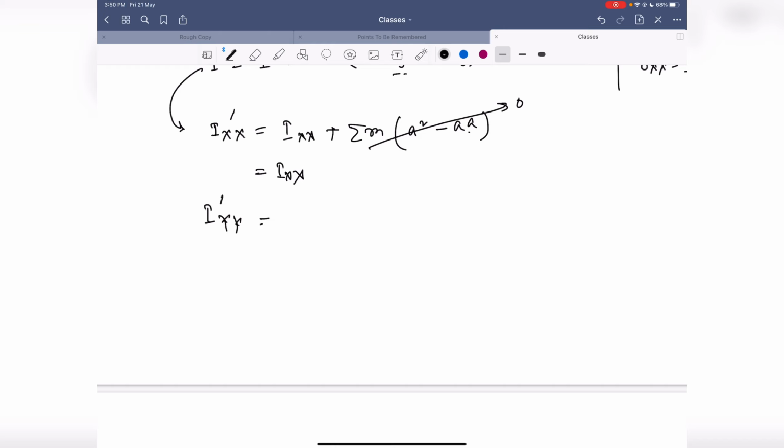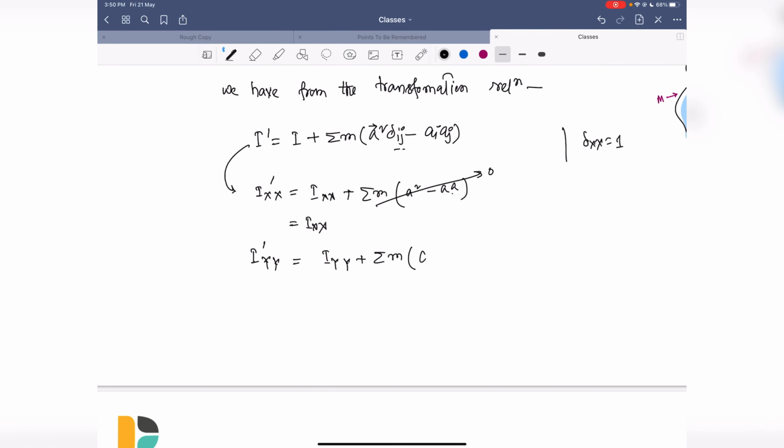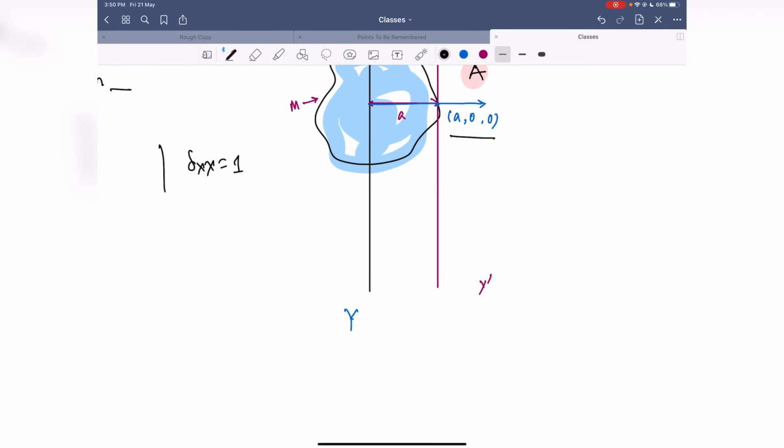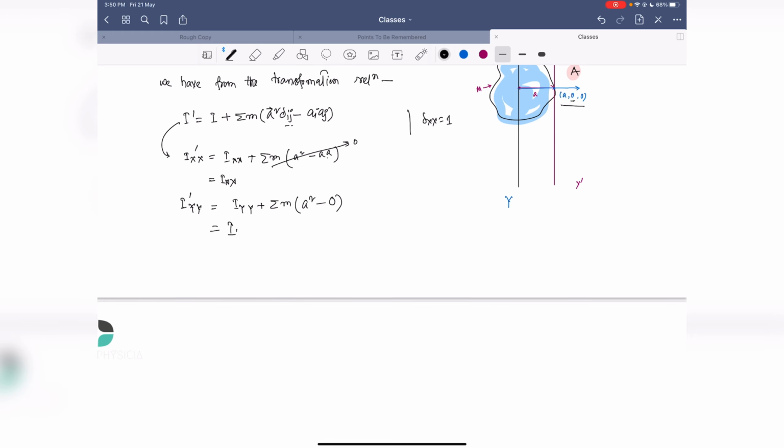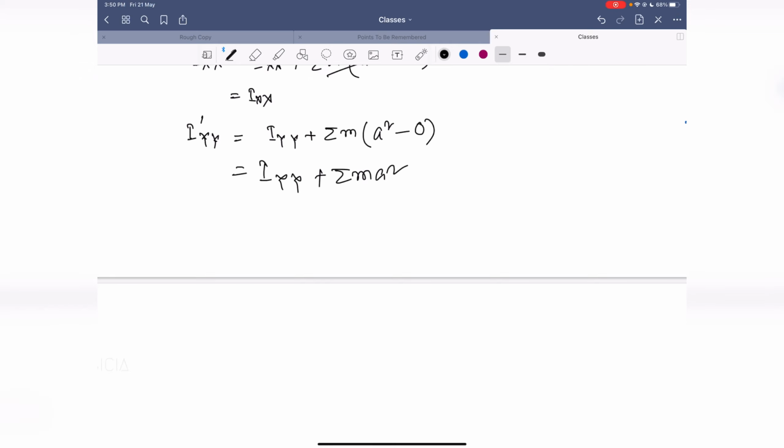Now for Iyy I can write it as Iyy plus summation of m a square minus, now you see there is no y component, so it is 0, so it becomes Iyy plus summation of m a square. Similarly, Izz dash can be written as Izz plus summation of m a square.